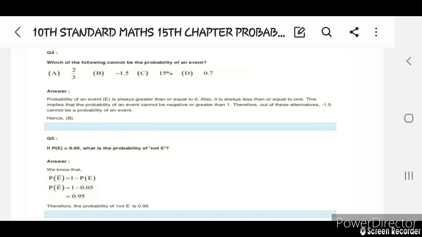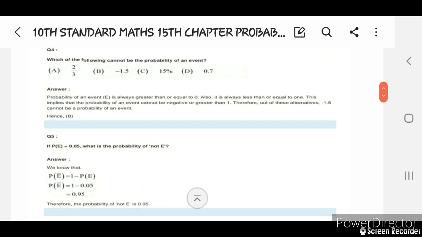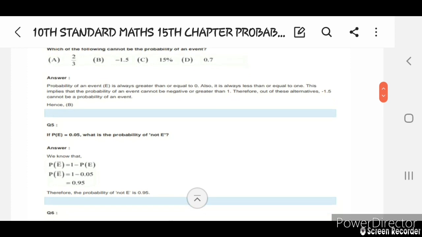So therefore it is B. 2 by 3, if you divide, you will get a number between 0 and 1, and 15% you can take. 0.7, option D, is between 0 and 1, greater than 0 and lesser than 1 also, so it is correct. Therefore B, minus 1.5, cannot be the probability of an event.